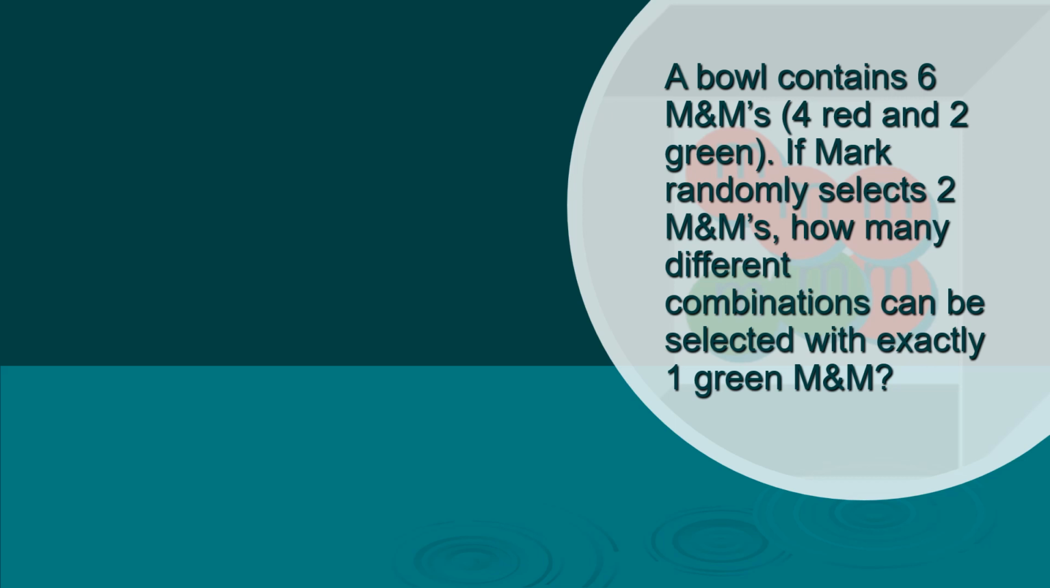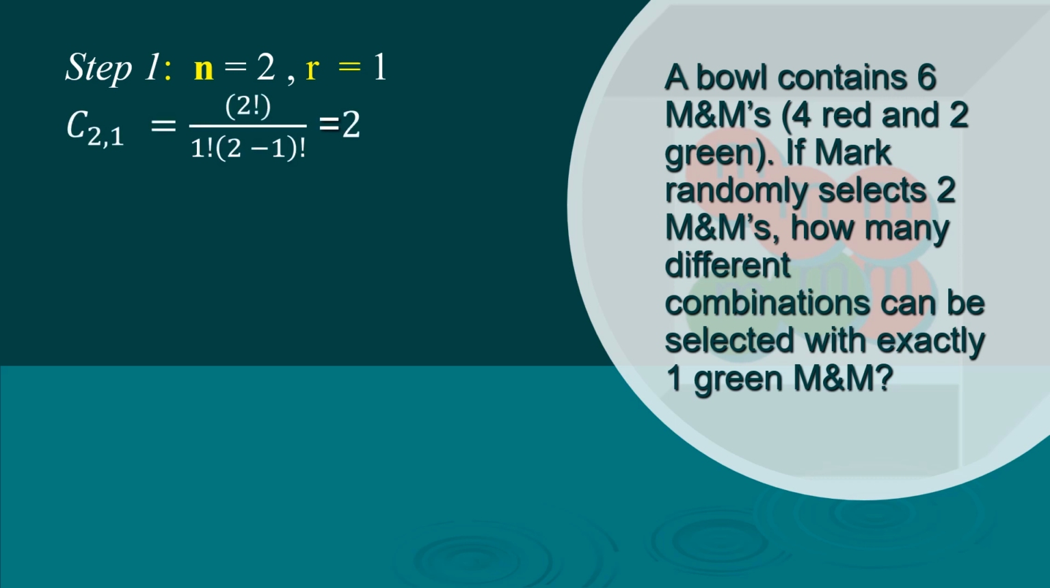Suppose Mark randomly selects 2 M&Ms with exactly 1 green M&M. We do this in 2 steps. First, we select 1 green M&M, so r equals 1, while n equals 2, since there are 2 greens. Calculating the number of combinations, 2 factorial divided by 1 factorial times 2 minus 1 factorial, the answer is 2.